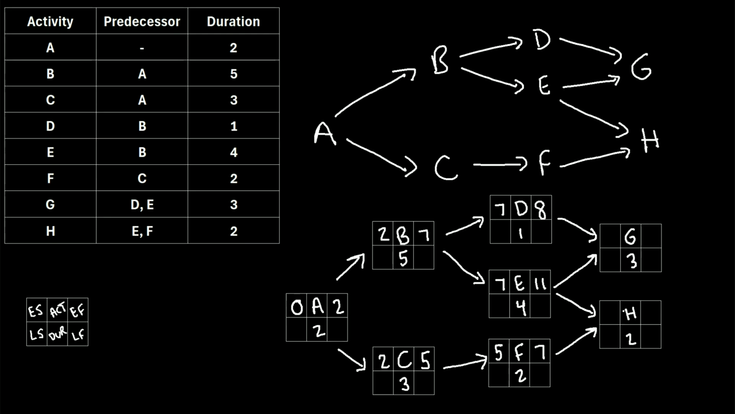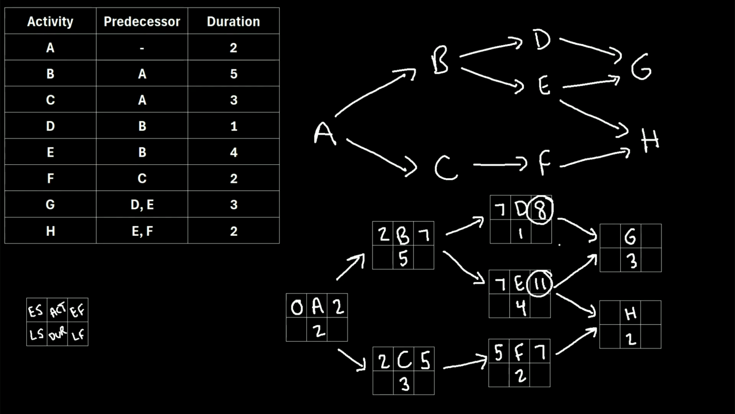Now, for these final two activities, this becomes a little interesting because notice for activity G, we have activity D and E that lead into it. So for activity D, we have an early finish of 8. For activity E, we have an early finish of 11. So should we take the 8 or the 11 to go into the early start for activity G? Well, when we're doing forward pass, we always take the larger of the values.